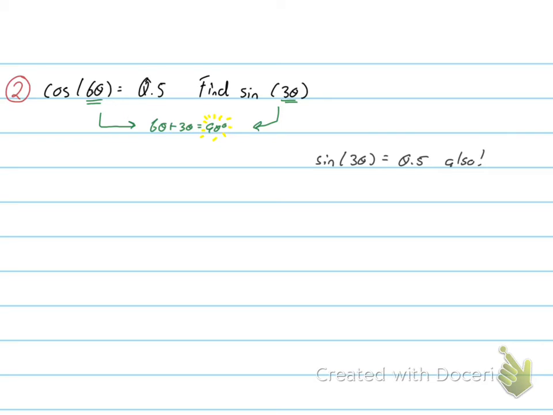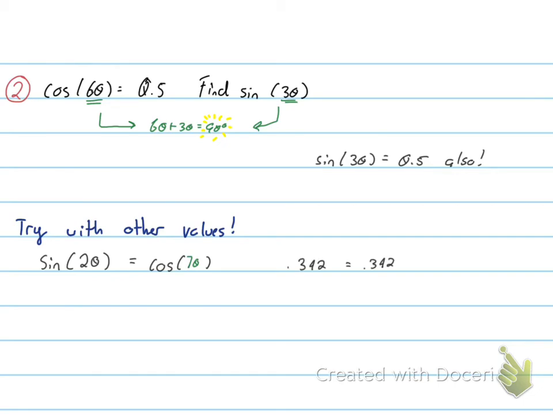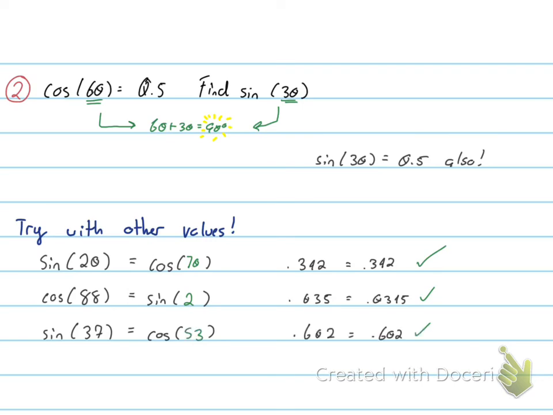Now let's say we find our calculator, type cosine of 60 in, type sine of 30 in, you'll see that they both equal 0.5. You could do this with any two values that add up to 90 degrees. So the sine of 20 would have to equal the cosine of 90 minus 20, which is 70. Plug those into your calculator, you see they both equal 0.342 rounded. So that checks out. Cosine of 88 would have to equal the sine of 2. That checks out. Let's try one more. The sine of 37 would have to equal the cosine of 90 minus 37, which is 53. And that checks out as well.